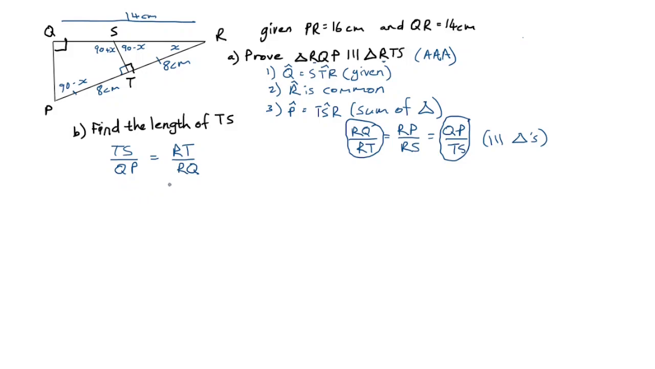And now I can start filling in what I have. So RT is 8, RQ is 14, TS I'm not sure at the moment, and QP I'm not sure at the moment. But I know that QP, right back to my first statement that I can see a Pythagoras happening, I can just work that out quickly on the side here. So QP squared is the hypotenuse squared minus the other side squared, and that gives you 60. So QP is the square root of 60, and the rest should kind of be easy from here.